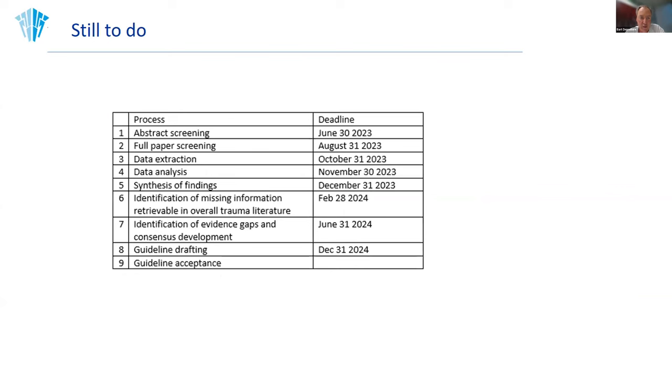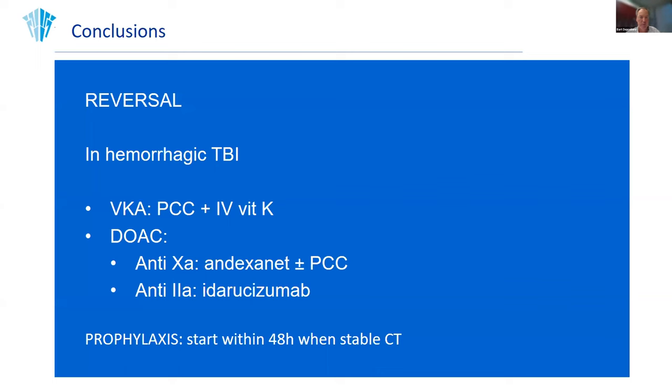So we are still in the process of further literature analysis and guideline development. We think we'll be ready by the end of next year. And so to conclude, in hemorrhagic TBI, for vitamin K antagonists, administer PCC and IV vitamin K. And for DOACs, it's actually the antidote drugs that are more in the picture now. For the anti-10A drugs, start andexanet. And for anti-2A, start idarucizumab.